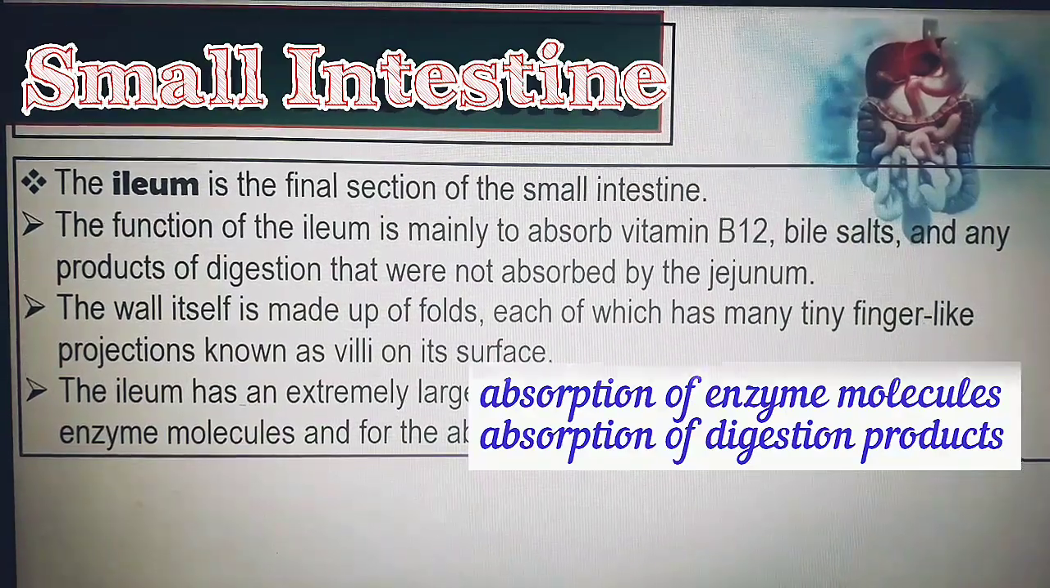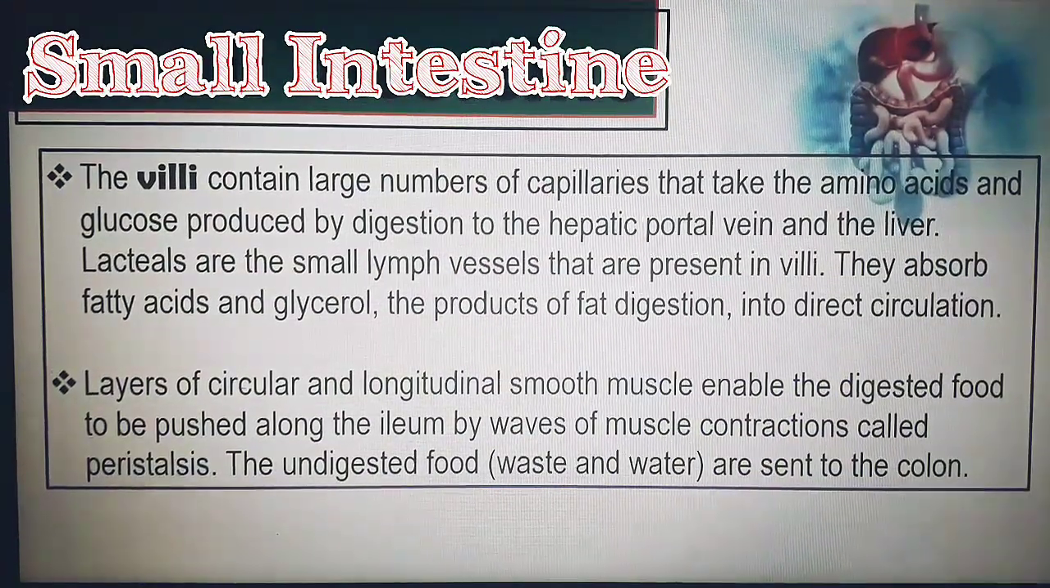The villi contain large numbers of capillaries that take the amino acids and glucose produced by digestion to the hepatic portal vein and the liver. Lacteals are the small lymph vessels that are present in villi. They absorb fatty acids and glycerol, the products of fat digestion, into direct circulation.